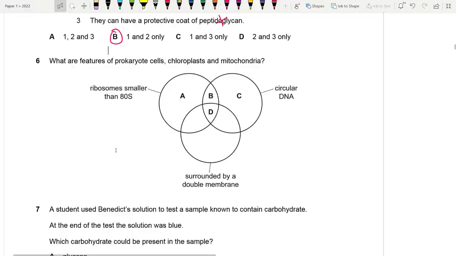What are features of prokaryote cells, chloroplasts, and mitochondria? So chloroplasts and mitochondria, and also prokaryotes, all of them have ribosomes smaller than 80S. Basically, all these three are prokaryotes. Okay, that's the basic thing. What else? So they also have circular DNA because these are characteristics of prokaryotes. They were bacteria at one point. That's the endosymbiont theory.